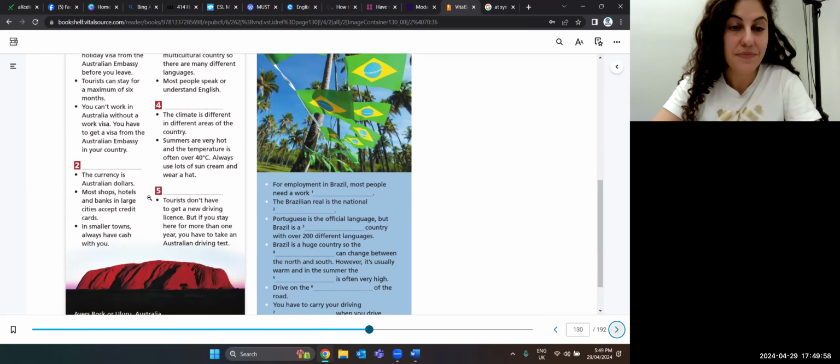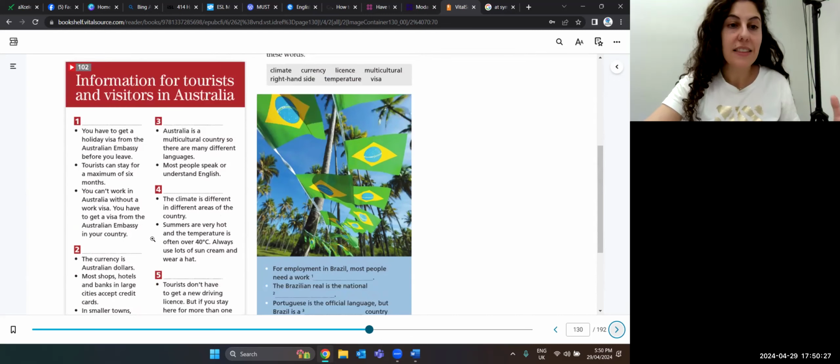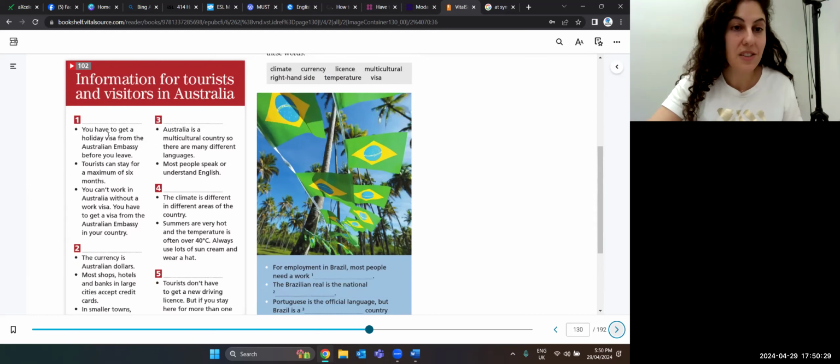Number 5, tourists don't have to get a new driver's license. But if you stay here for more than 1 year, you have to take an Australian driving test. Okay, so we can see there was a lot of have to, what you must do.